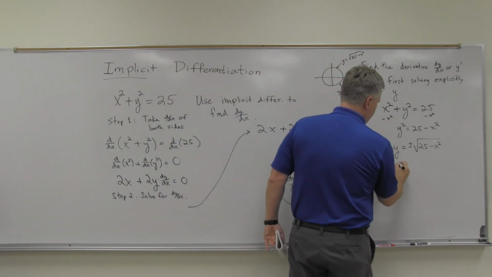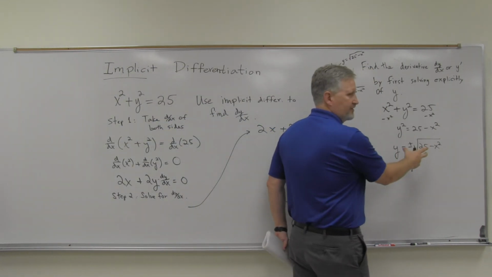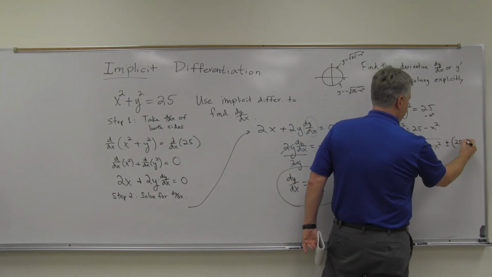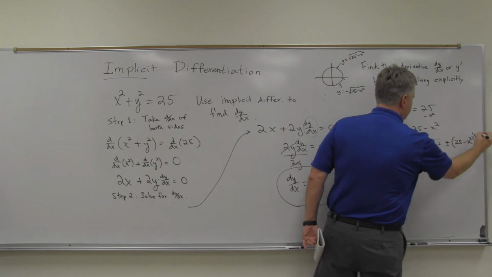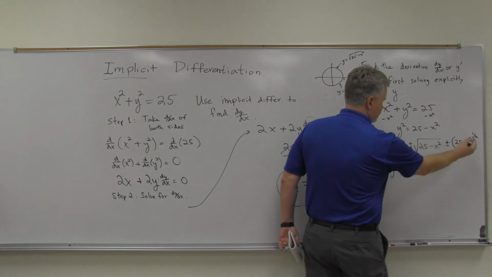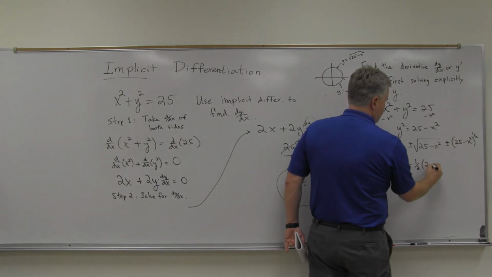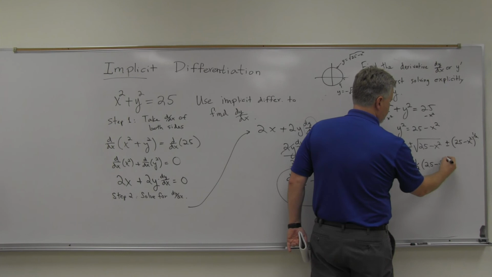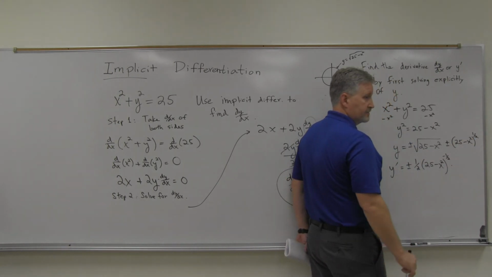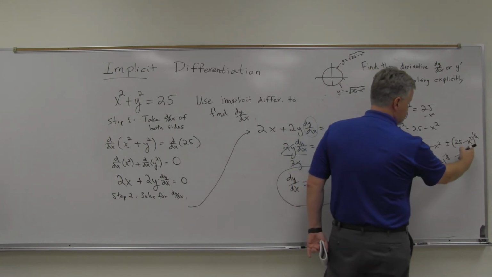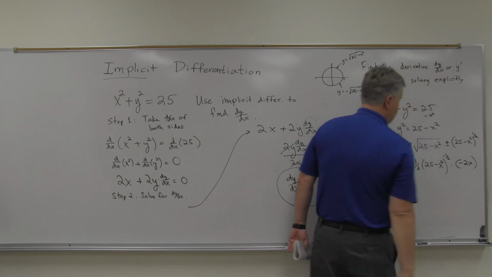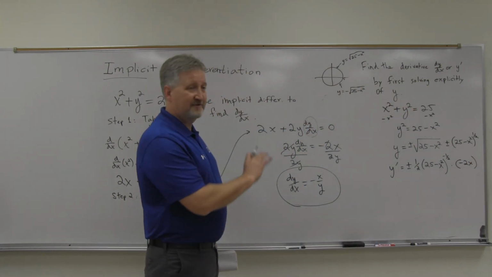So y prime or dy over dx, either way. How am I going to do it if I do it this way? It's chain rule, isn't it? Write that as 25 minus x squared to the 1/2 power. So it'd be plus or minus, bring down the power, 1/2, inside stays the same. New power is minus 1/2, subtract 1. But then what's it times? Derivative of the inside. Derivative of the inside will be minus 2x. That's my derivative that way.